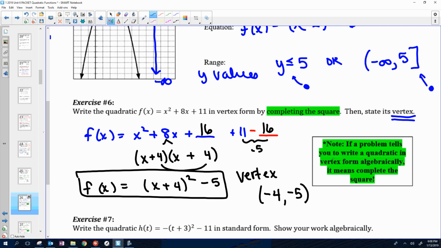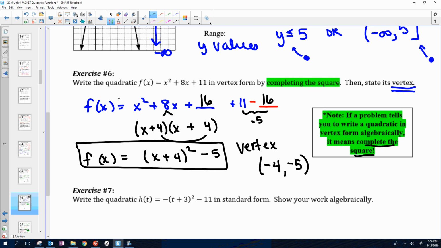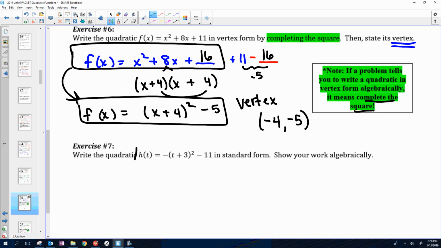Notice that if it tells you to write the quadratic in vertex form, that means complete the square, so that you can see it. This was standard form originally, and this is vertex form. Next question says, write this equation that's in vertex form in standard form.